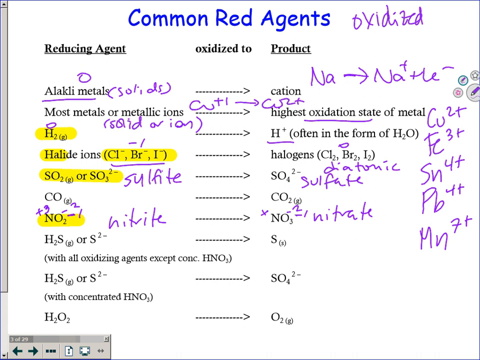So nitrogen is +5. So it went from 3 plus to 5 plus, oxidized or reduced? By how many electrons? 2. So it's going higher in oxidation state, so it's oxidized. So you can always track that yourself. Don't stress about that.